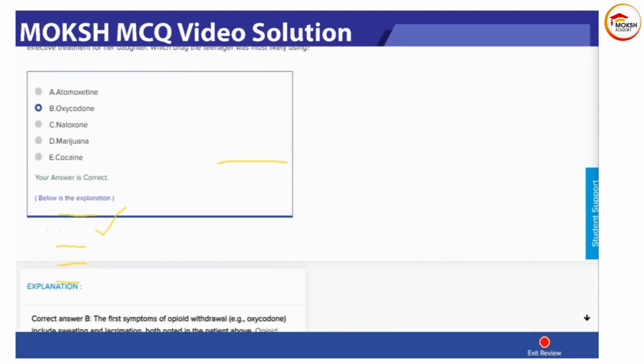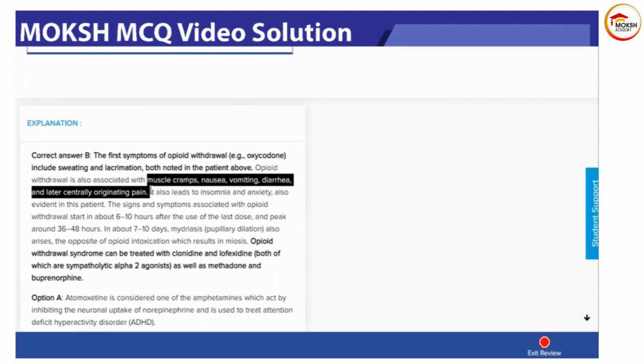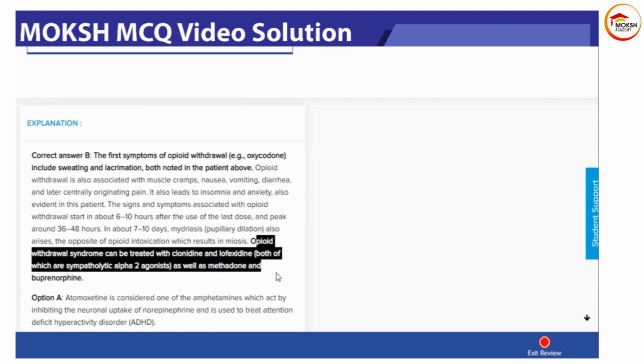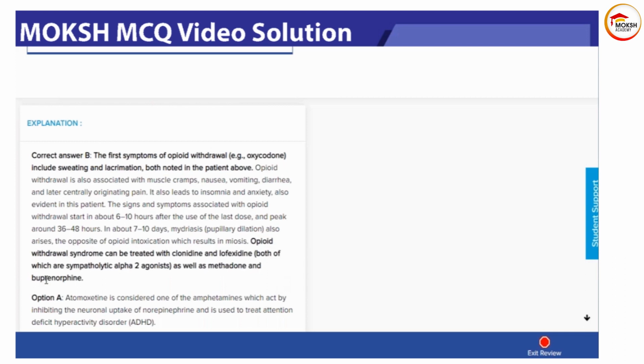Let's just see what MOKSH tells you about the symptoms of opioid withdrawal. First symptoms are sweating and lacrimation, then there is muscle cramps, nausea, vomiting, diarrhea, centrally originating pain. They've also said that opioid withdrawal can be treated with clonidine, lofexidine, methadone, and buprenorphine.